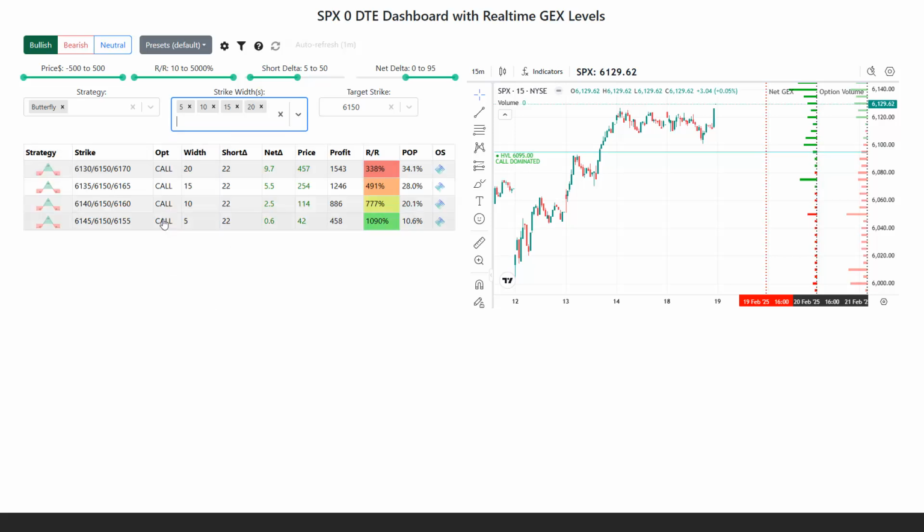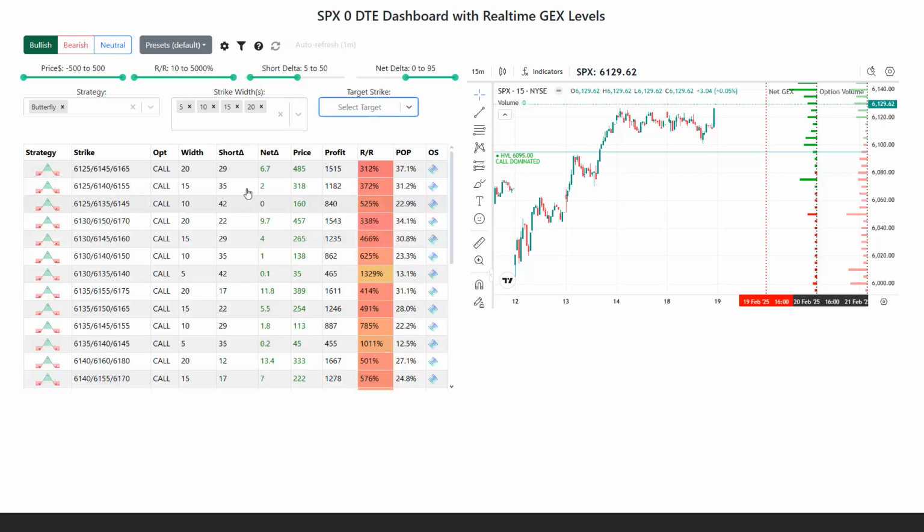As for the columns, we can see how the strategy looks on the specific risk graph. Here the given strategy is the strikes. This option, so this is a call butterfly. The distance, the width, this is the distance between the short and long legs. In this case 20, 15, 10 and 15. The short delta of the given strategy, here in the case of 6150, each is 22, but if I take this out, then here we see all sorts of short deltas.